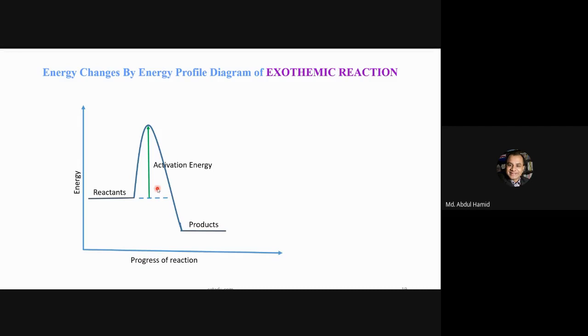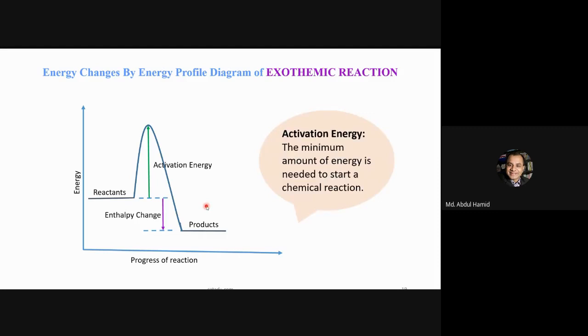Activation energy and the enthalpy change: the difference between the energy of the reactant and the product will be negative, right? So activation energy is the minimum amount of energy needed to start a chemical reaction. This is very, very important for you. That is the barrier.